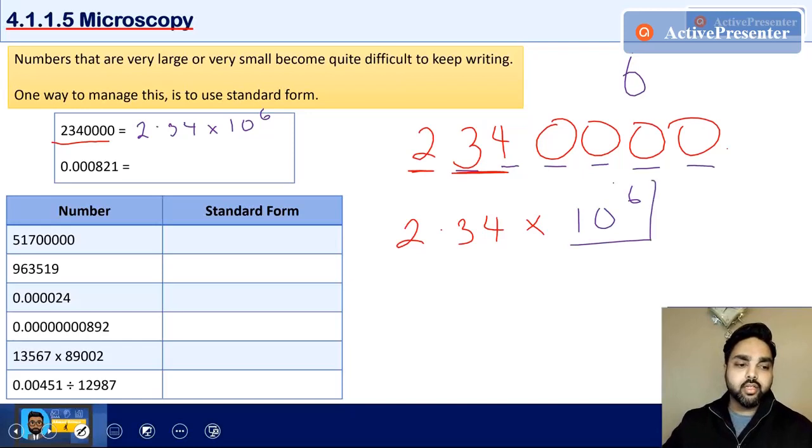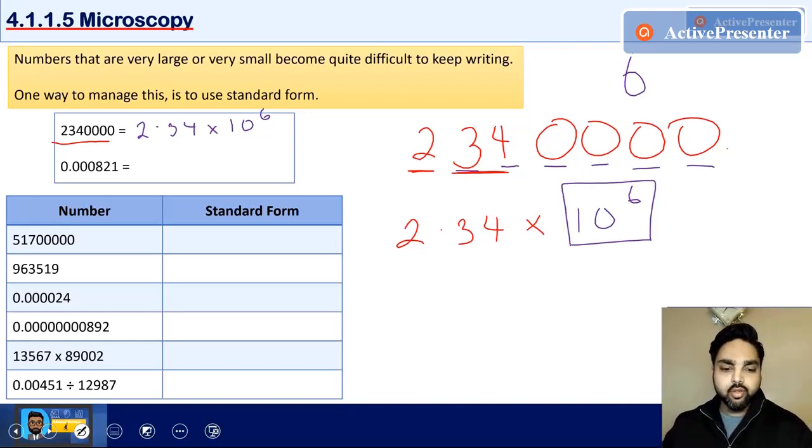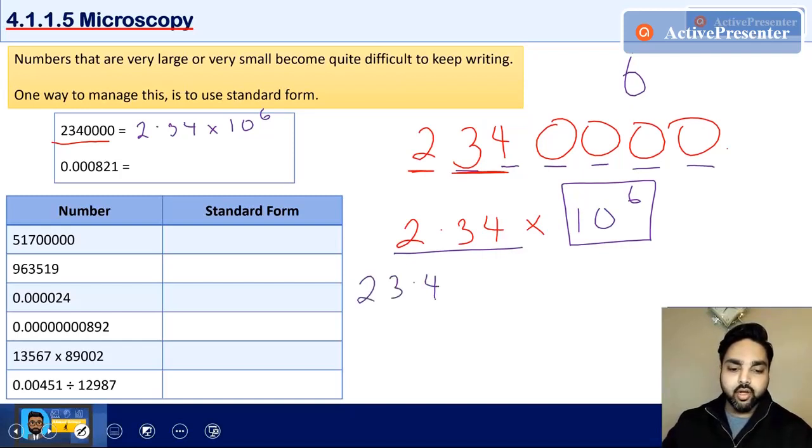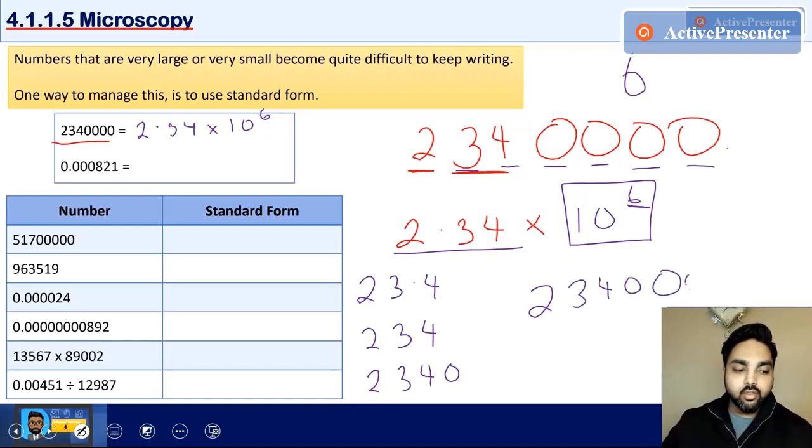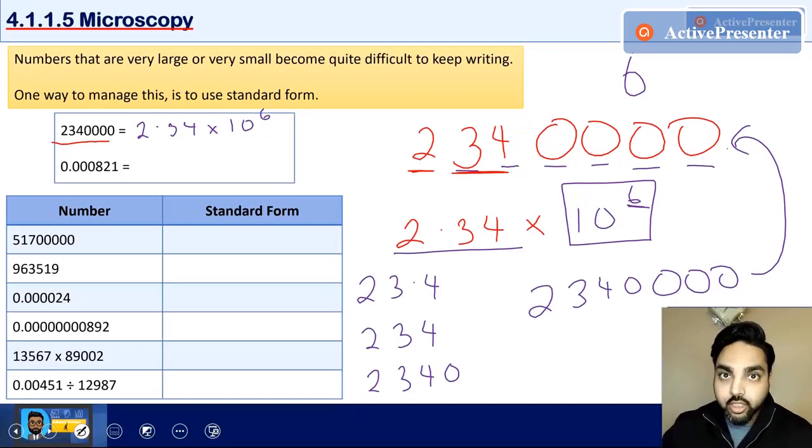Now, why do I multiply it by 10 to the power of 6? Well, if I do 2.34 multiplied by 10, I get 23.4. If I do 2.34 times 100, so 10 times 10, I get 234. If I times it by 10 again, I get 2,340. So actually, if I keep going and times it by 10 6 times, I would end up with 2,340,000, which is the number we had at the beginning. Oh my god, we got there.